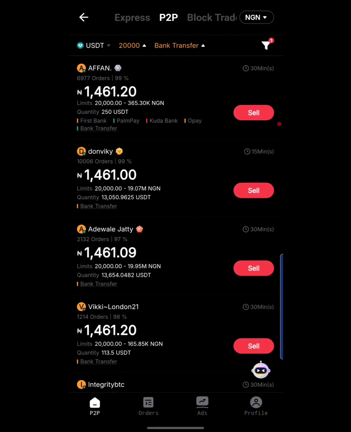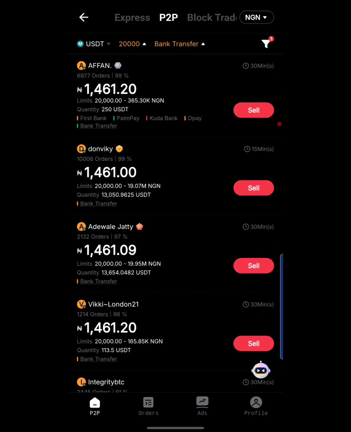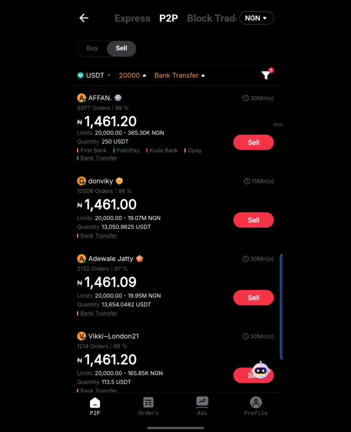As you can see right here, guys, these are persons who are on the sales section who are buying USDT right now. As you can see, this guy's buying for 1,461.00. If I want to be ahead of these guys right now, I can just say I'm buying for 1,461.30. So I just top it up with just one kobo, as you can see over here. When I do that, I'm going to be ahead of these guys, and that means a lot of persons are going to come here and sell their USDT to me, guys.